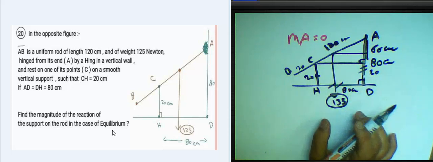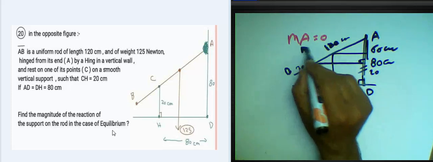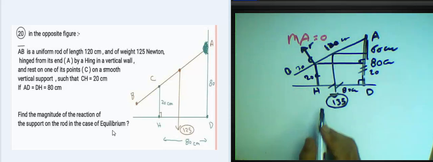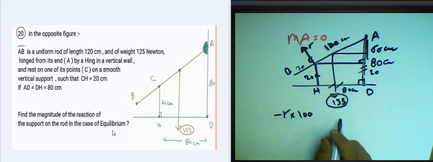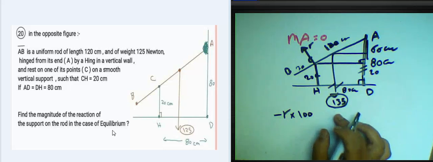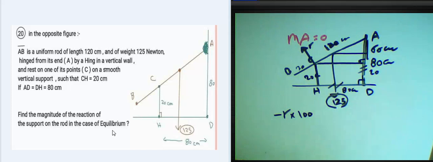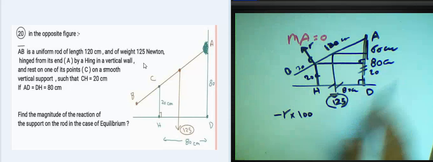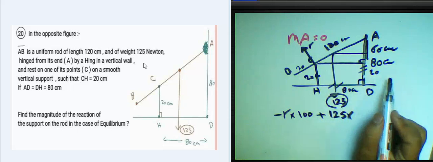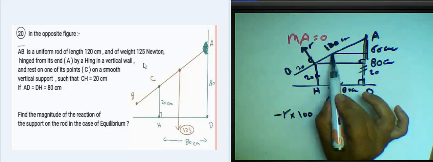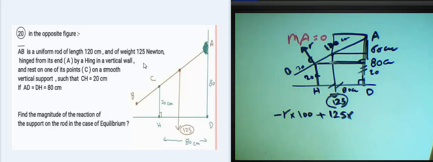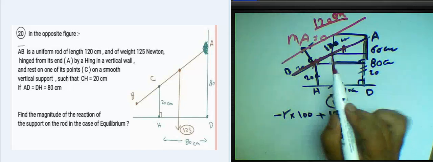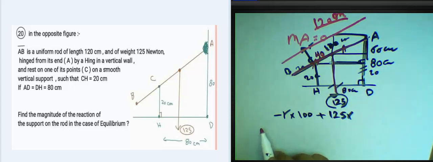Okay, we can choose the reaction about this point, R multiplied by the length 100. So it's moving here with the clock, it will be negative R multiplied by 100. And then we have here the weight 125. Moving in the inverse direction, 125 multiplied by the length here. If we draw this line segment, it will be equal to this length. I want to find this length to multiply by it. This length equals 100 centimeters, then this length equals 40 centimeter, and this is 60 centimeter.